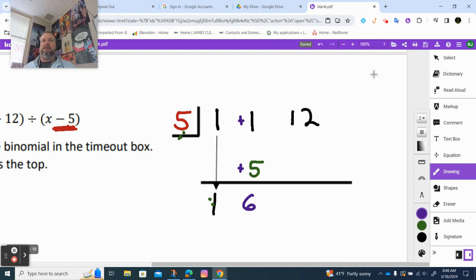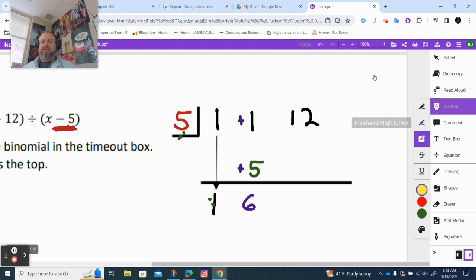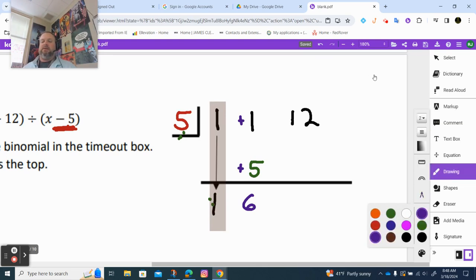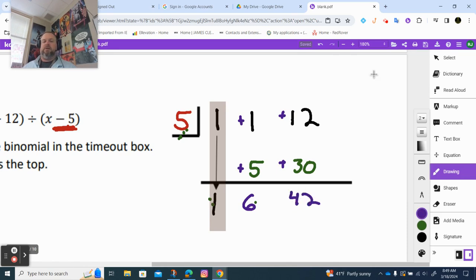Now, since we have already multiplied by this number here, we actually have to go to this one. So now we have to say 5 times 6. So what is 5 times 6? 30. And it's positive, right? So there's a positive, so we add. This is 42. All right, we're done with the numbers.